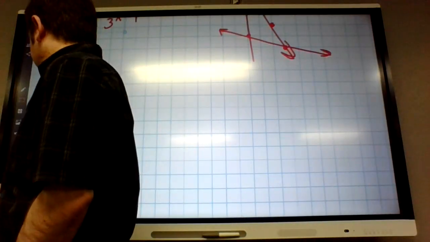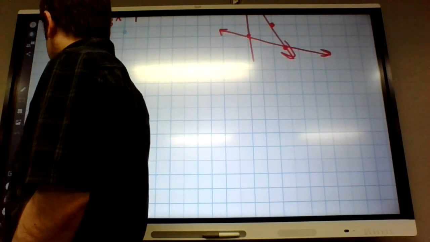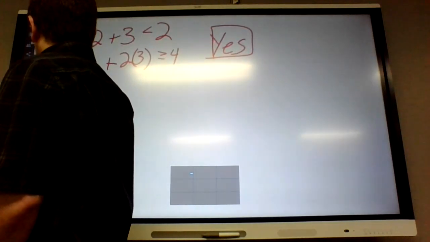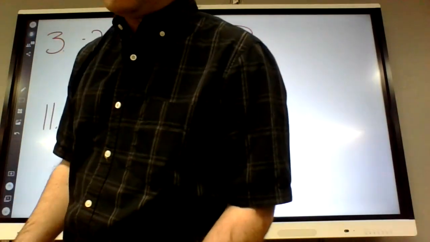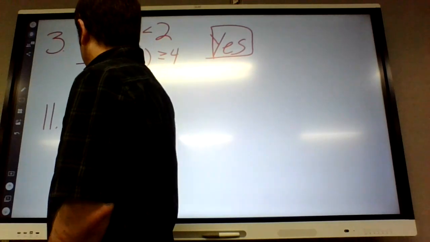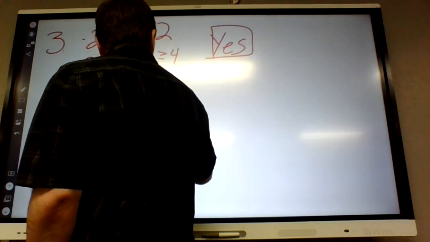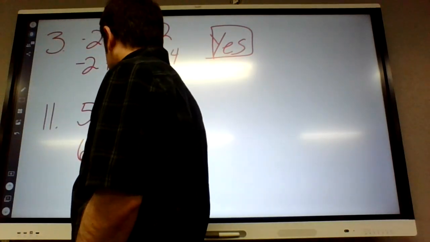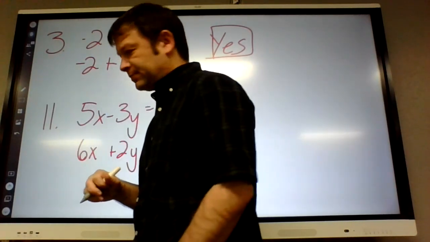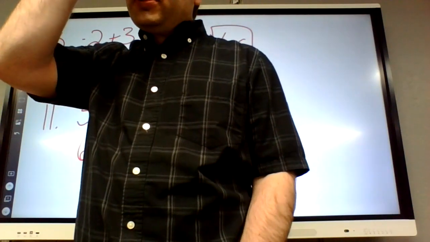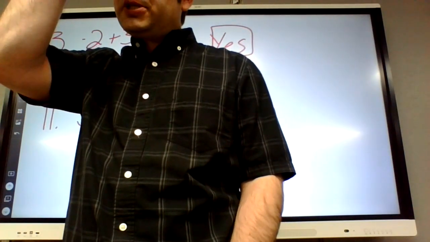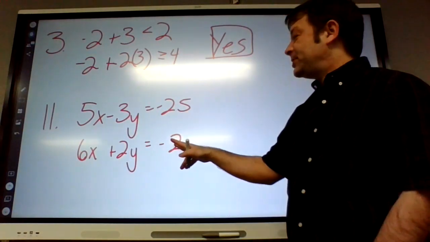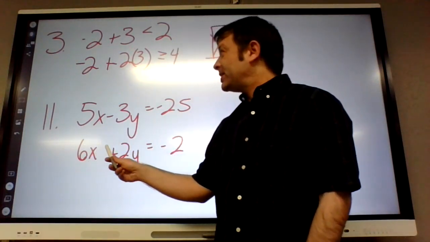Number 11. Don't need to grab paper anymore. Now I've got to keep moving here. Number 11. 5x minus 3y equals negative 25. And 6x plus 2y equals negative 2. Okay, well, I skipped 7 and 9. Okay, that's all right, fine. I'll come back to it. I'm in the wrong section.